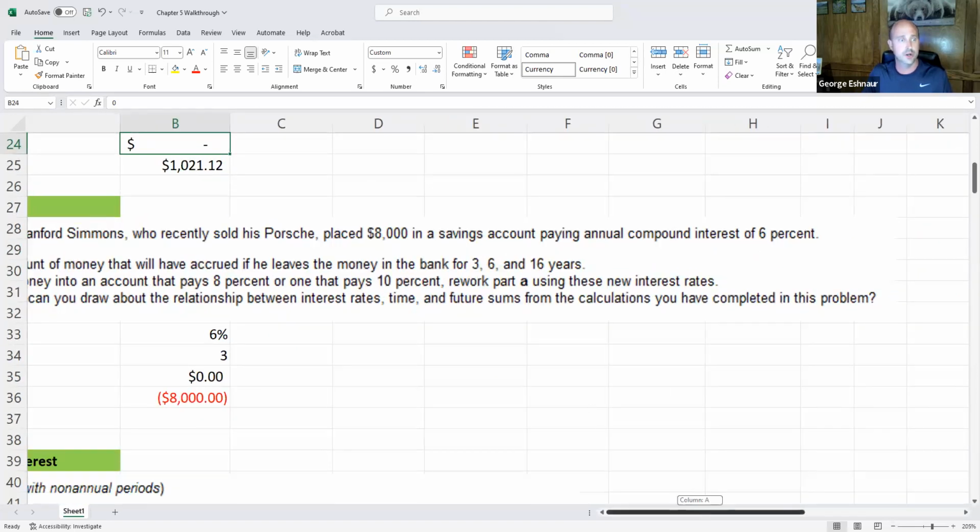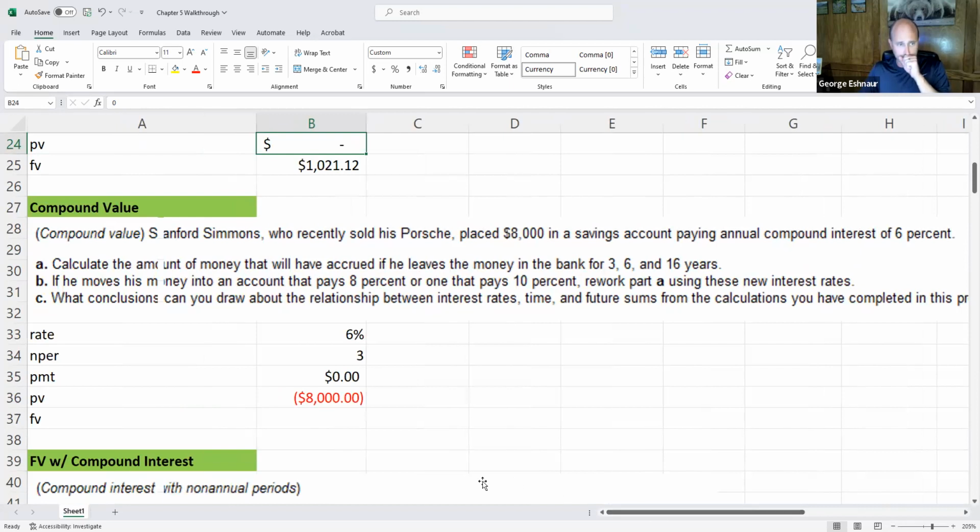Get the whole question in here, sorry. So we're going to compound value here, okay? What is going to be interesting on this one is we're looking at sold his Porsche, placed $8,000 in a savings account that compounds annually at 6%. Now, part A says calculate the amount of money that will be accrued if he leaves the money in the bank for 3, 6, and 16 years.